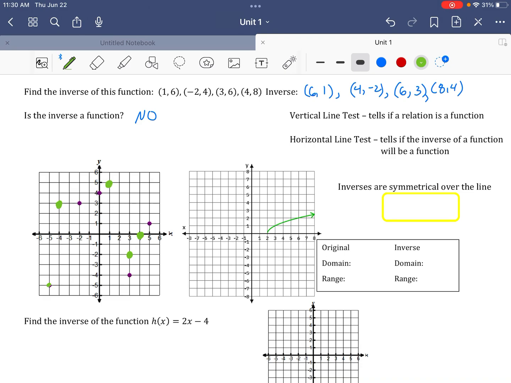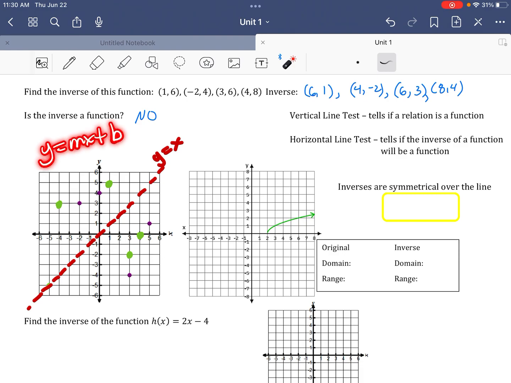All right, so if you turn your head sideways here, if I draw a line right down the diagonal right here, that is the line y equals x. It's y equals x because remember the equation of a line is y equals mx plus b. It goes right through 0, so b is 0. The slope is up 1 over 1, so m is 1. So it's y equals 1x plus 0, and that's why we shorten it to y equals x.